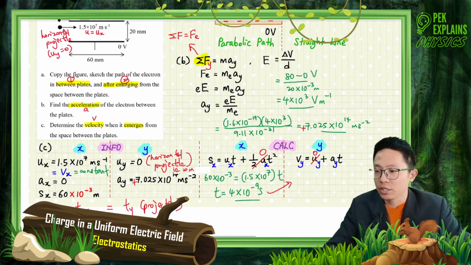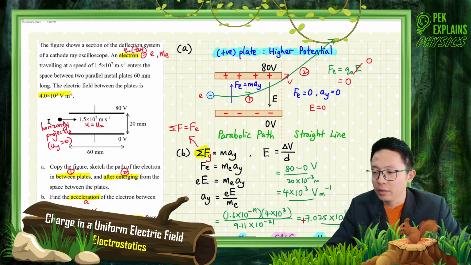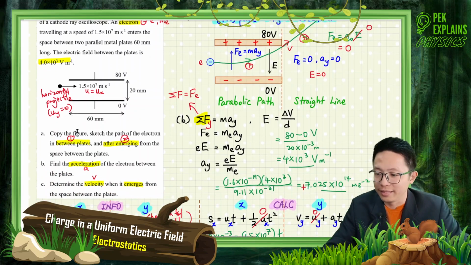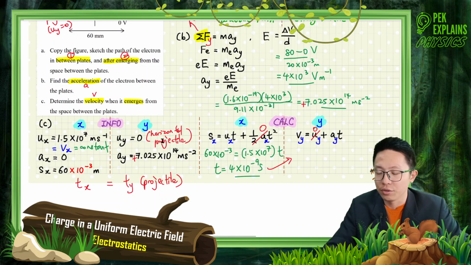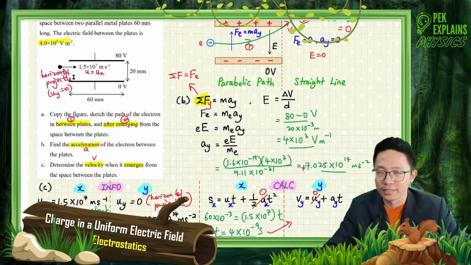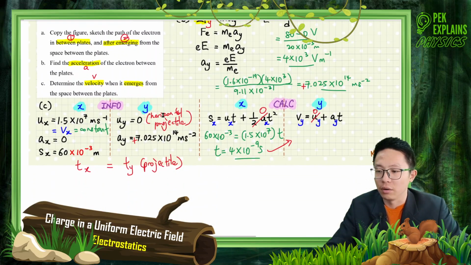You see, the charge enters horizontally. If the charge enters with an angle, then you have cos theta already. It's not a horizontal projectile anymore. You have cos theta and sin theta. But this charge enters horizontally without any angle, so it's a horizontal projectile. So it doesn't have initial y velocity. That's why Uy is 0.